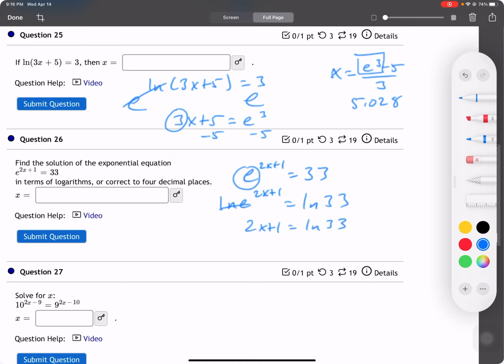Now, again, since we have a natural log, I'm going to do that on the calculator first. I'm going to get rid of the 1 and then divide that by 2. So natural log of 33 is 3.49. I'm going to just write what we're going to do. Natural log of 33 minus 1 divided by 2, because we're going to get rid of the 1 first, then get rid of that 2. We're going to minus 1 divided by 2.